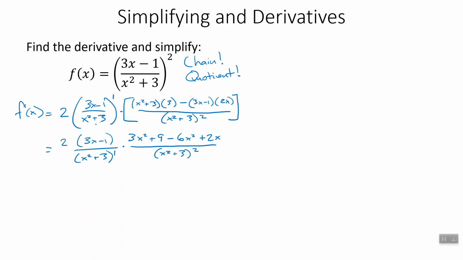So when we're multiplying fractions, it's top times top, bottom times bottom. So we're going to do the bottom times bottom here. We're going to leave the 2. We're going to leave the 3x minus 1. We're going to try and simplify this. We got 3x squared minus 6x squared, so that's a negative 3x squared. We've got a 9 and a 2x, so plus 2x plus 9. And then this is all going to be over this guy times this guy, so that's x squared plus 3 to the third. All right, we could multiply this out if we wanted to. We could try and factor this if we wanted to, but that's good enough for me right there.